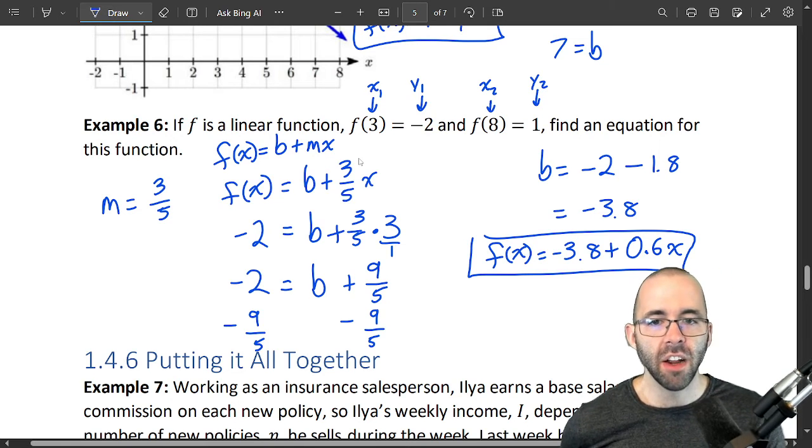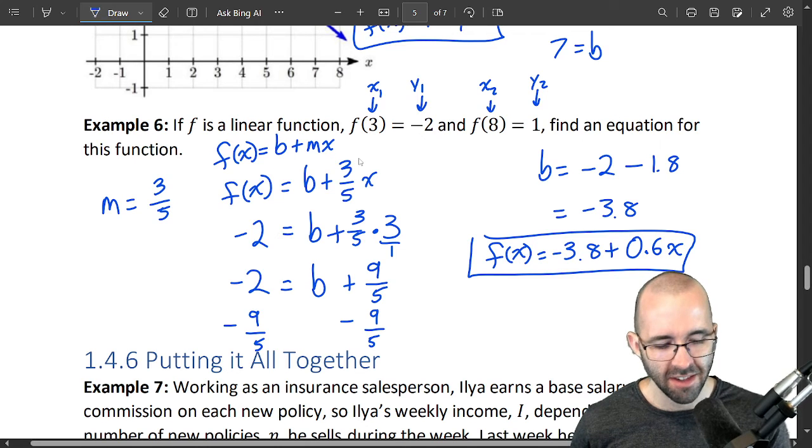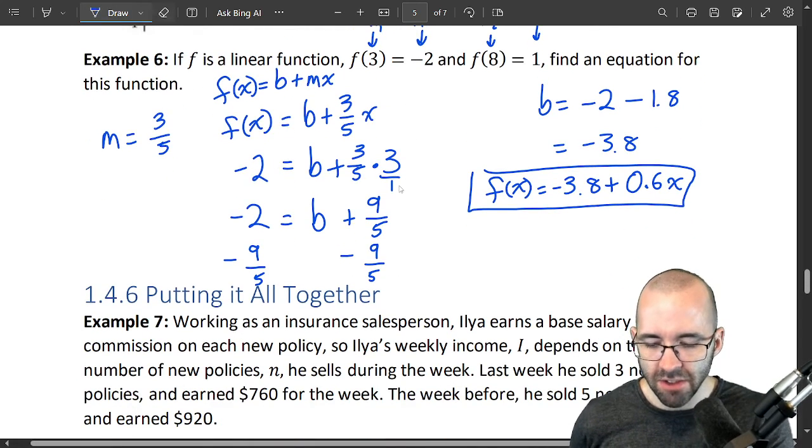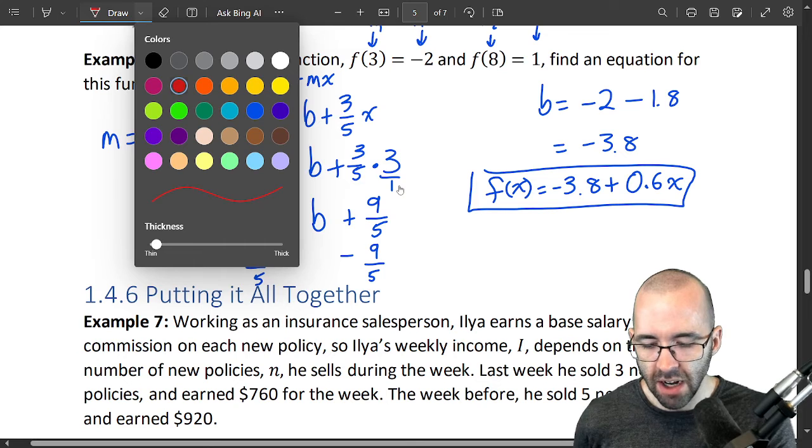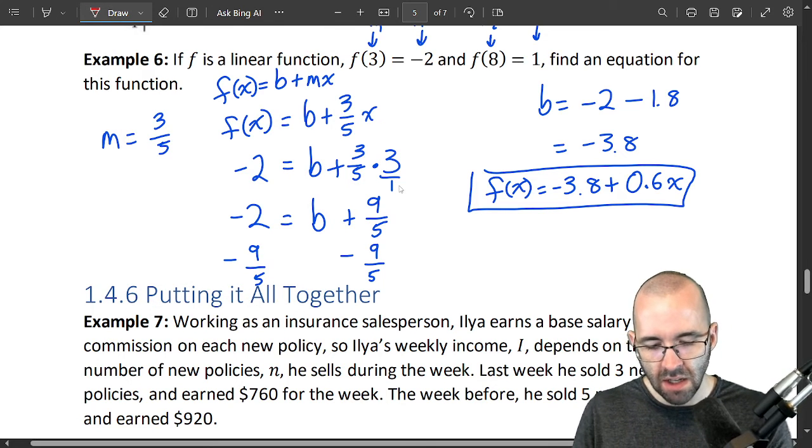And one of the ways that you can check our answer, because I'm a little nervous, I don't remember there being some fractions in this. One of the ways that you can check your answer is just plug in those inputs and see if you get the right outputs. All right, so if our input's 3, what happens?